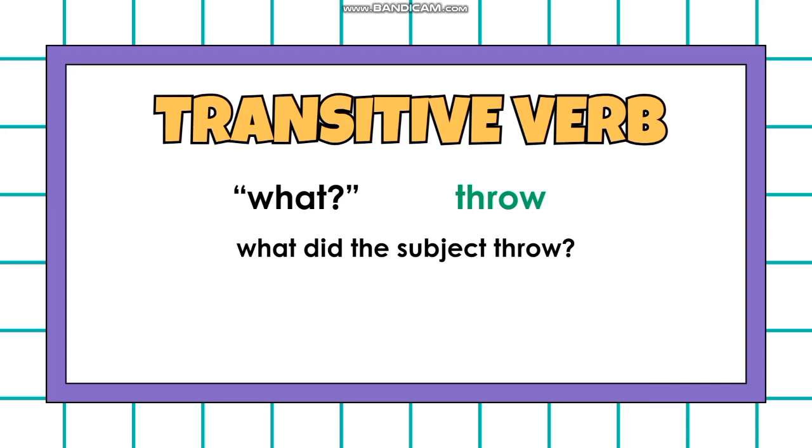An example for this is the sentence, she bakes bread. Here, the verb bakes is a transitive verb, and it has a direct object, which is the bread.